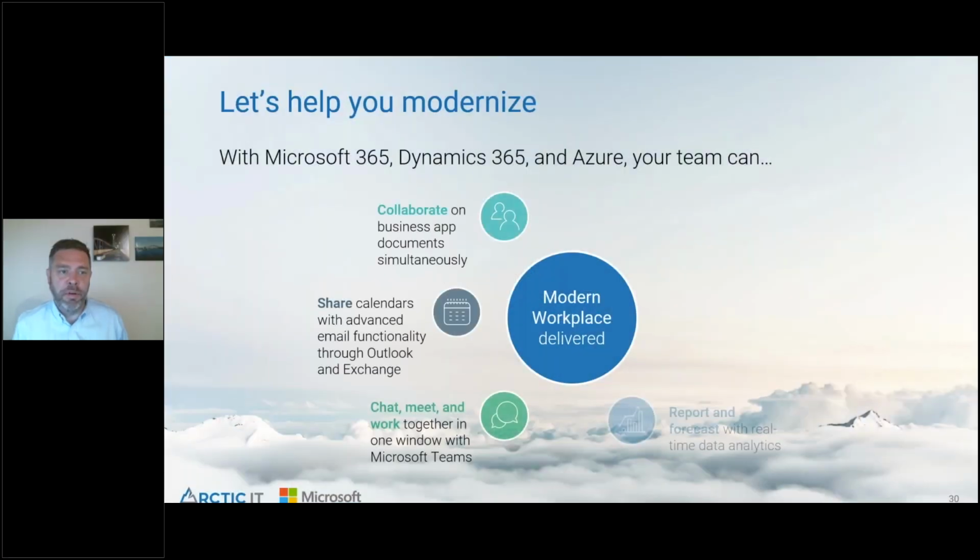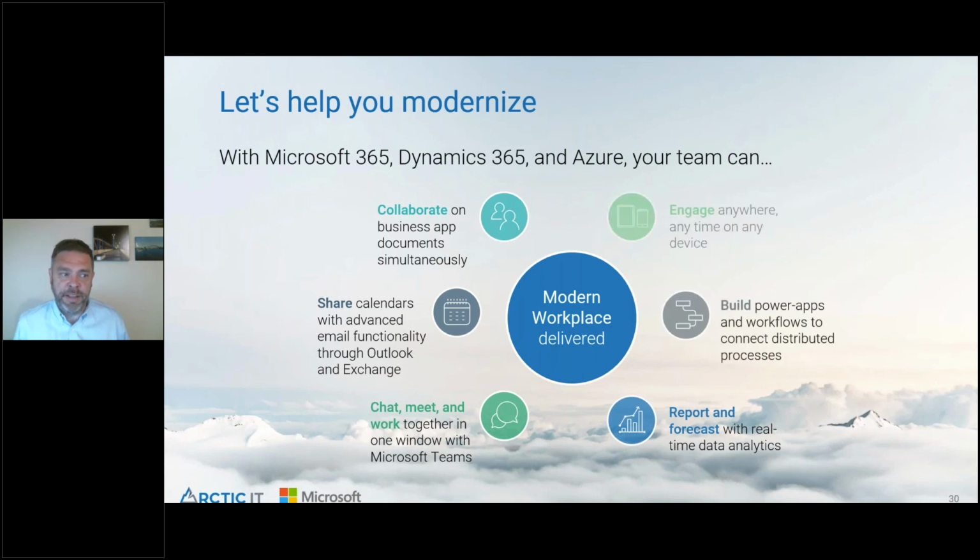So let us help you modernize. We talked about that modern workplace, and we can do that with a combination of Microsoft 365, Dynamics 365, and Azure. And all of these things, again, what's really great about the Microsoft suite and stack of products is it goes all the way from the workstation all the way up to the server and every service in between. So all of these can work together. It's having that unity and that single pane of glass that Mac was talking about.